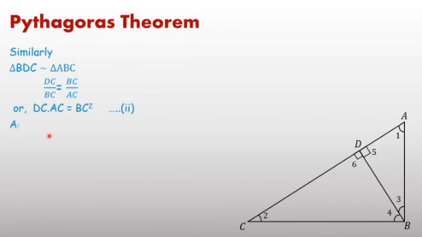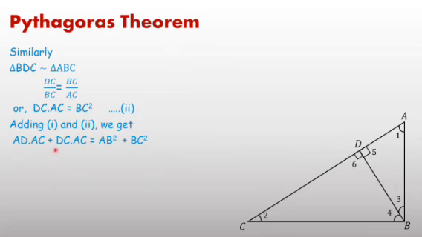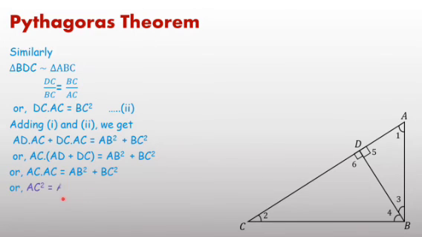equation second. Add first and second equation, we will get AD into AC plus DC into AC equals AB square plus BC square. AC common, AD plus DC equals AB square plus BC square. AC into AC, or after simplification we will get AC square equals AB square plus BC square. And that is the proof of this theorem, means Pythagoras theorem.